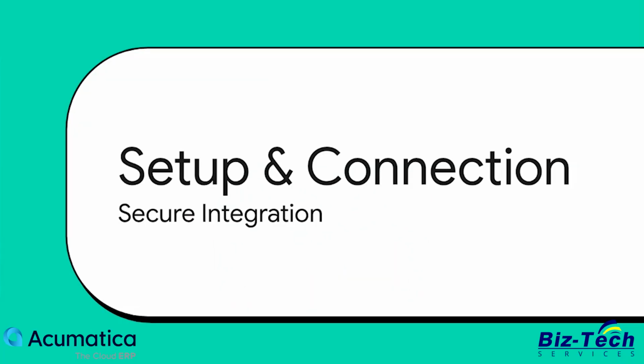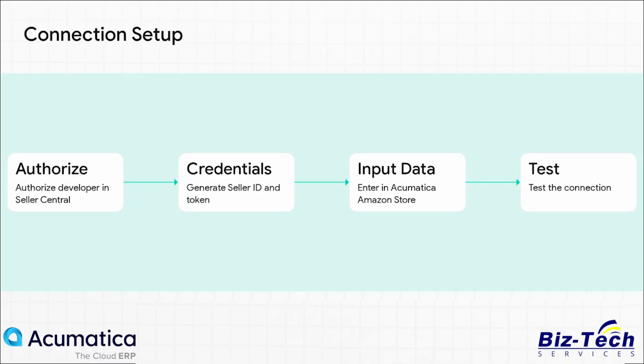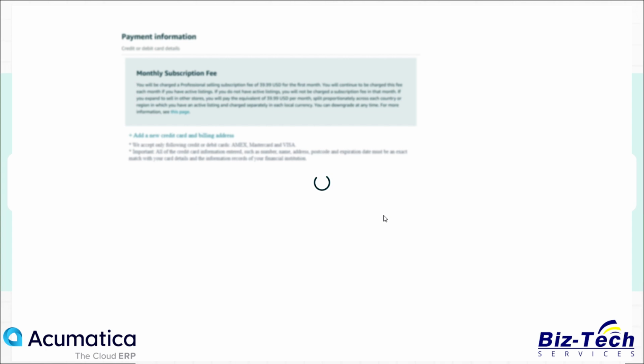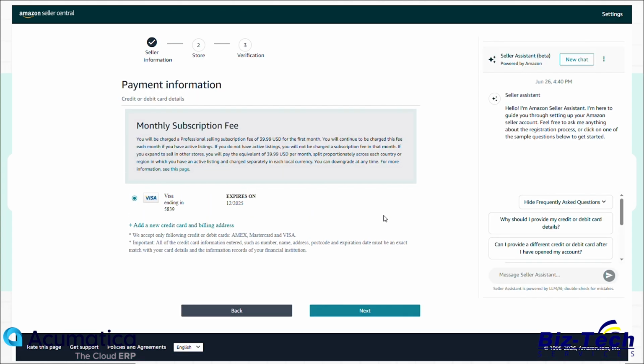All right, let's kick things off with Section 1, Setup and Secure Connection. Building out this secure integration is actually a highly structured, super straightforward four-step process. It starts right inside Amazon Seller Central, where you just authorize Biztech as a new developer.